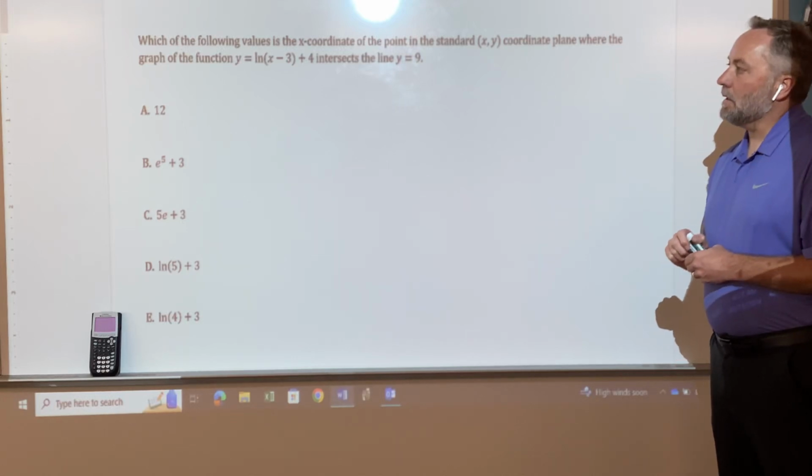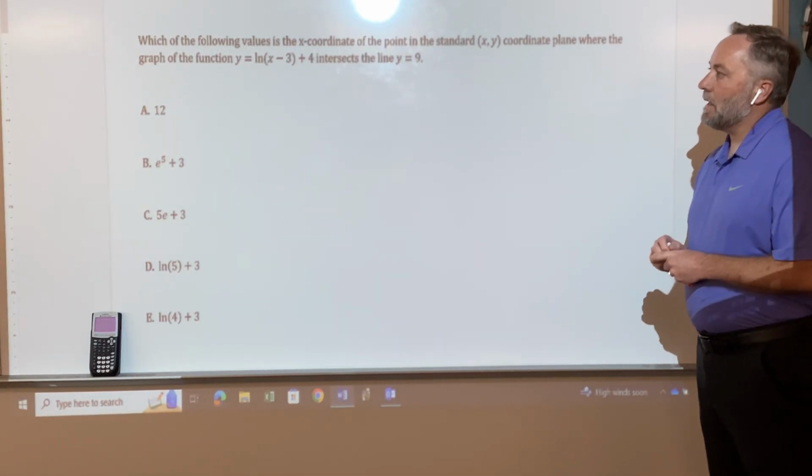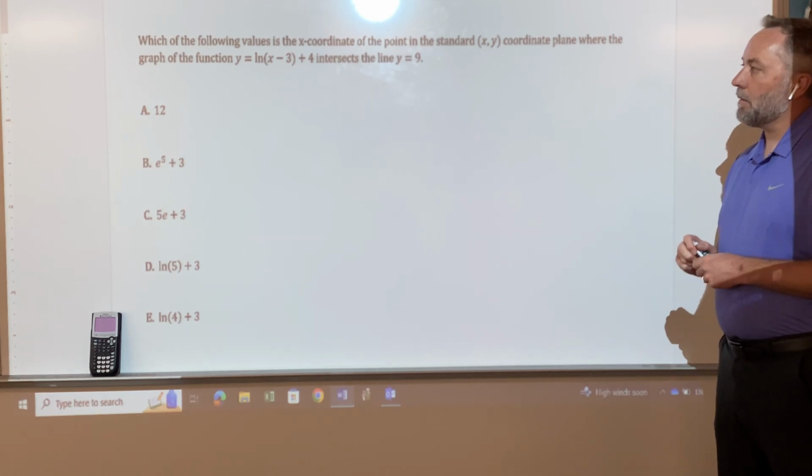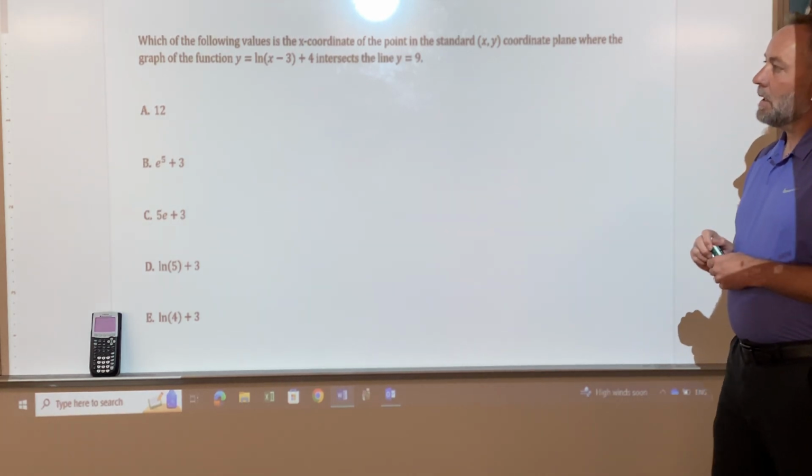This question is asking us about our knowledge of systems of equations, as well as how exponential and logarithmic functions relate, which are inverse functions of each other. So let's take a look.